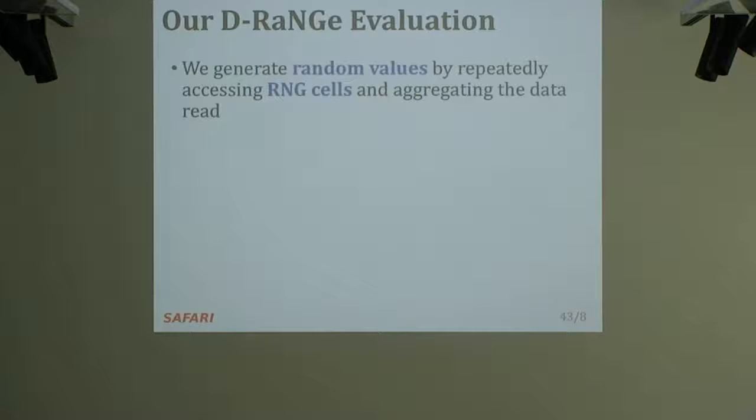I'm not going to go through all of the details of how you implement this in the system. I'll give you the basic idea. If you're interested, you should really read the paper. So basically, we generate these random values by repeatedly accessing these RNG cells and aggregating the data read.